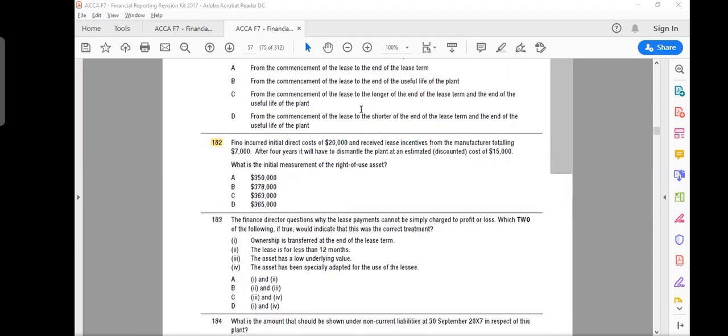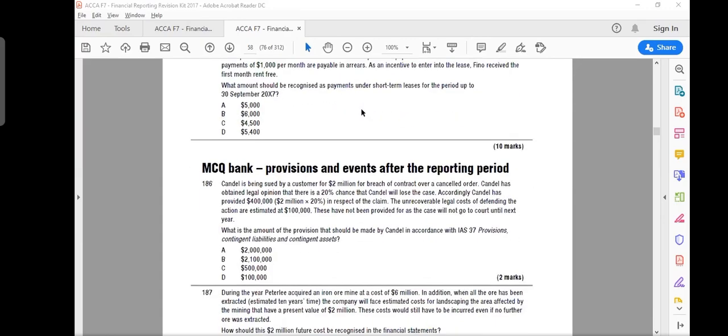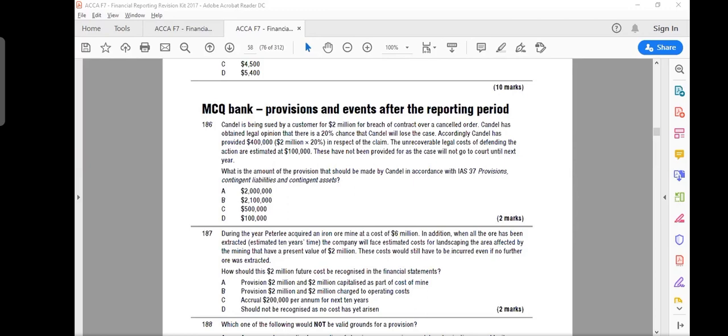Okay. Now we come to, I'll skip this 183, 184. These are rather easy. Okay, next is provision. So we stop here. We only wanted to do the lease questions. Provision we'll do in another session.